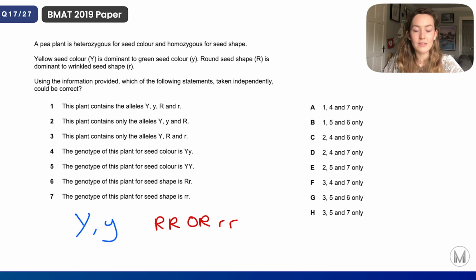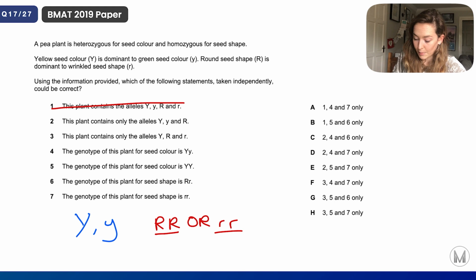Let's go through our options then and see which we can have. This plant contains the alleles capital Y, lowercase y, capital R, lowercase r. That cannot be true. Like I said, we can only have capital R or both lowercase r's because it's homozygous. So statement 1 is incorrect. The plant contains both the different alleles for Y and capital R. So yes, that could be correct. The plant contains only the alleles here. Well, no, we haven't got lowercase y included. So that cannot be correct.